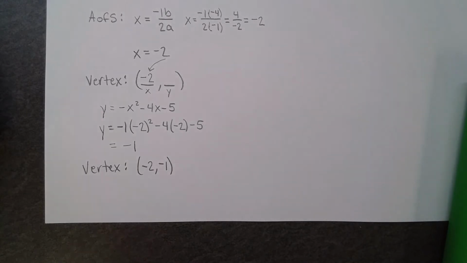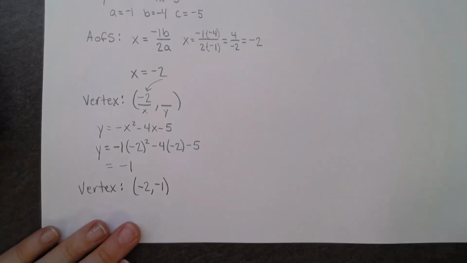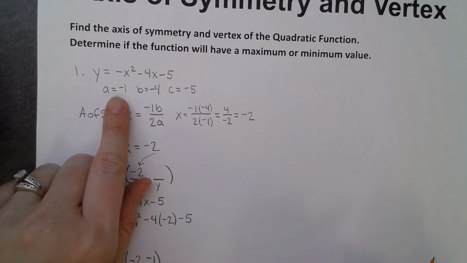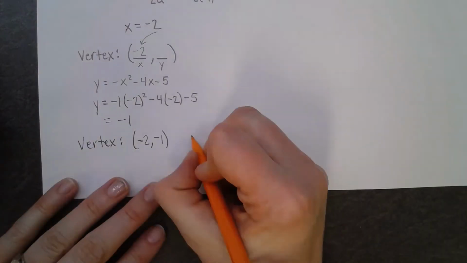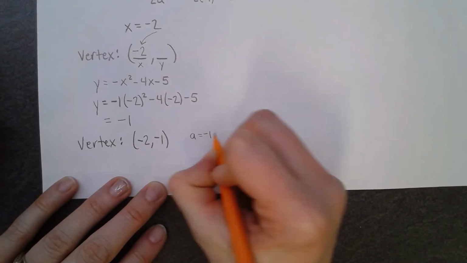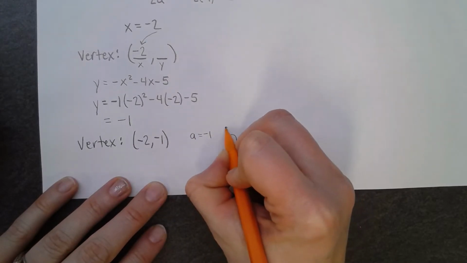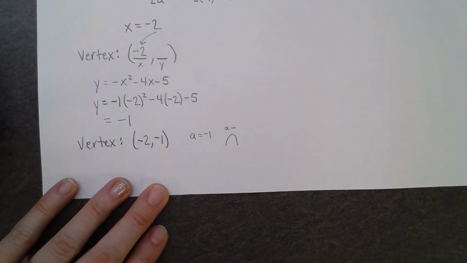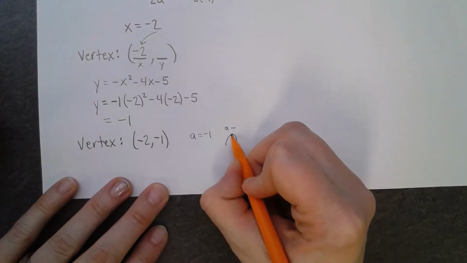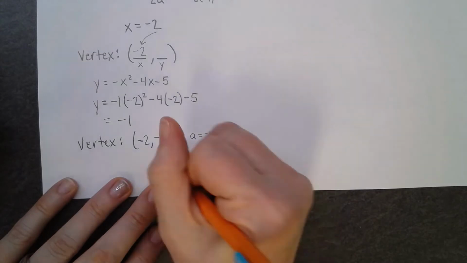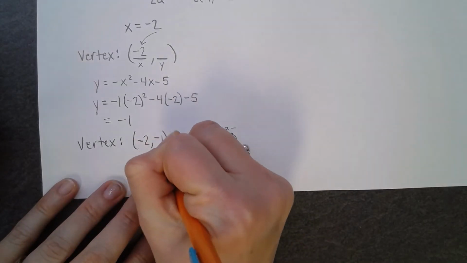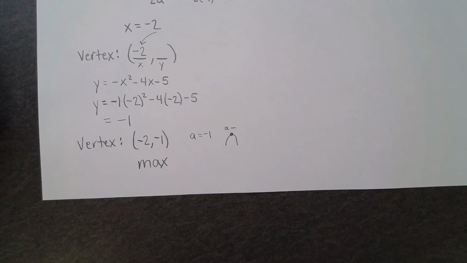So the last part is to determine if the function will have a maximum or minimum. Remember, we will look all the way back to our a value. For max or min, look at your a value. Because our a equals a negative 1, remember that's the sad face, a is a negative. Because this will be the highest point on our graph, this vertex will be a maximum. If a is a negative, we will always have a maximum for our vertex.